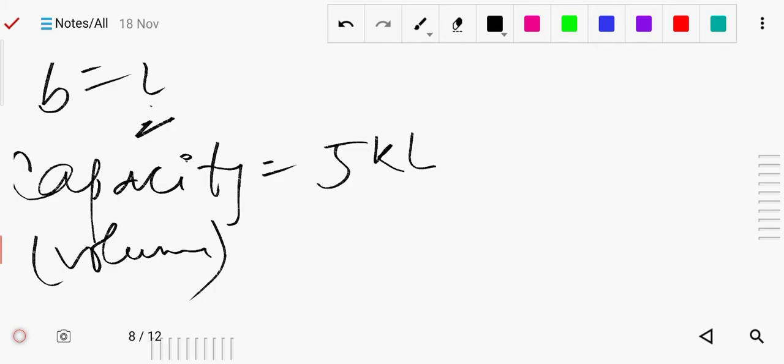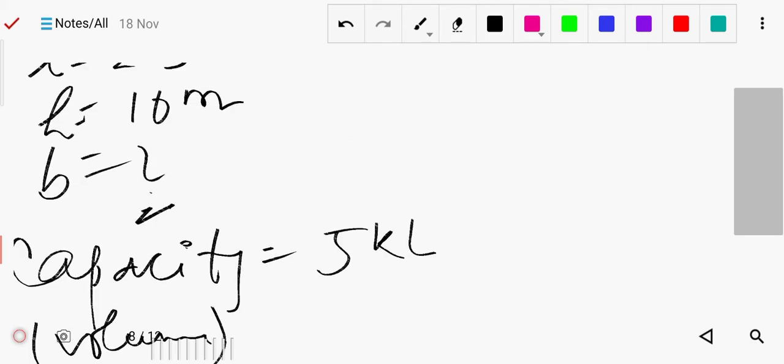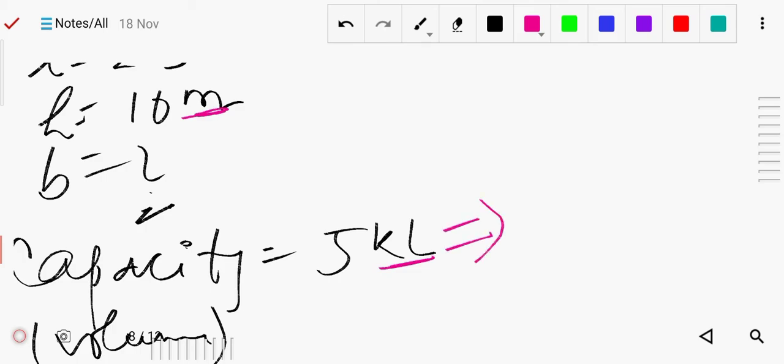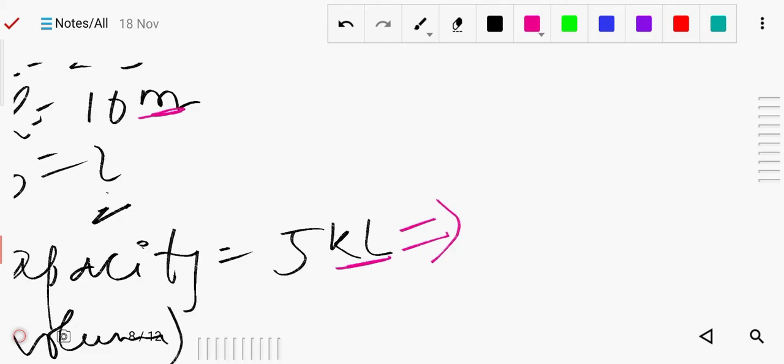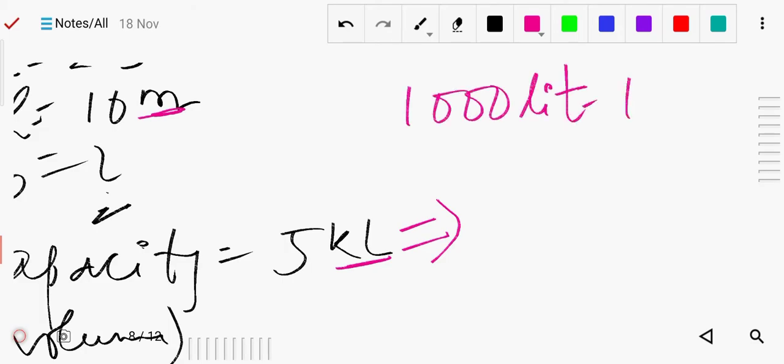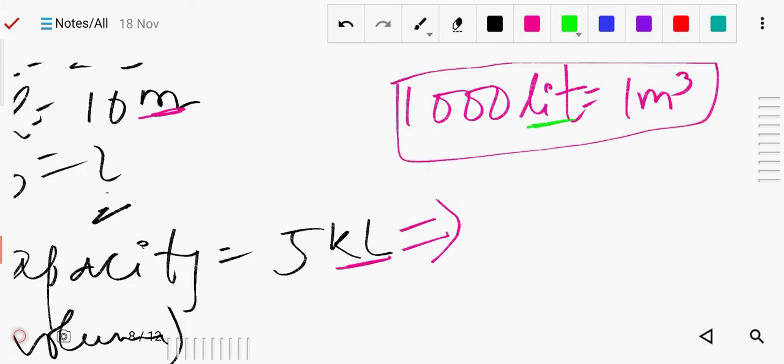It is given in kiloliter, and the rest is given in meter. So we will use the relation we learned: 1000 liter equals 1 meter cube. Here we will change kiloliter to liter, because there is a relation between liter and meter cube.